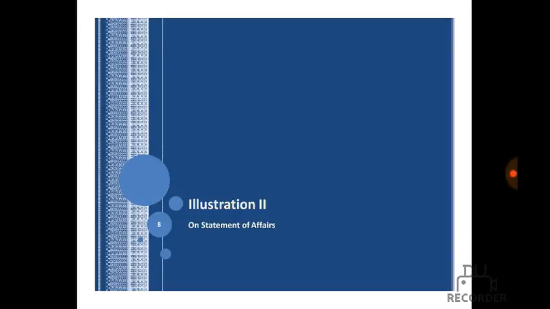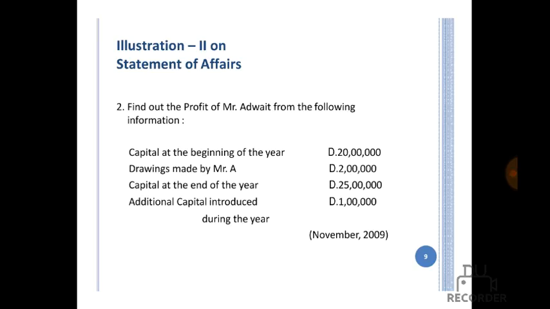Till now we have discussed what the statement of affairs method is. We have done one problem on the statement of affairs method. We have to do more problems to confirm our understanding of it. Illustration 2 on statement of affairs.